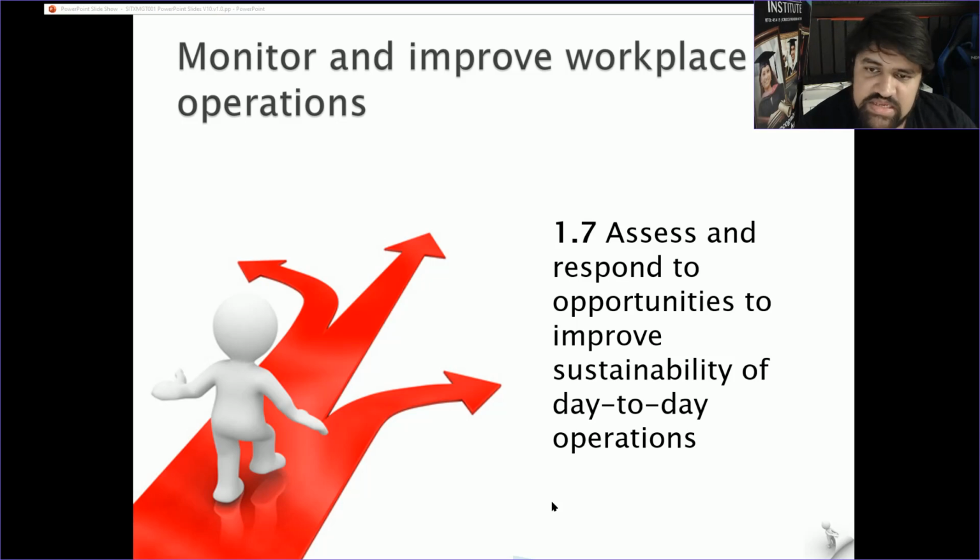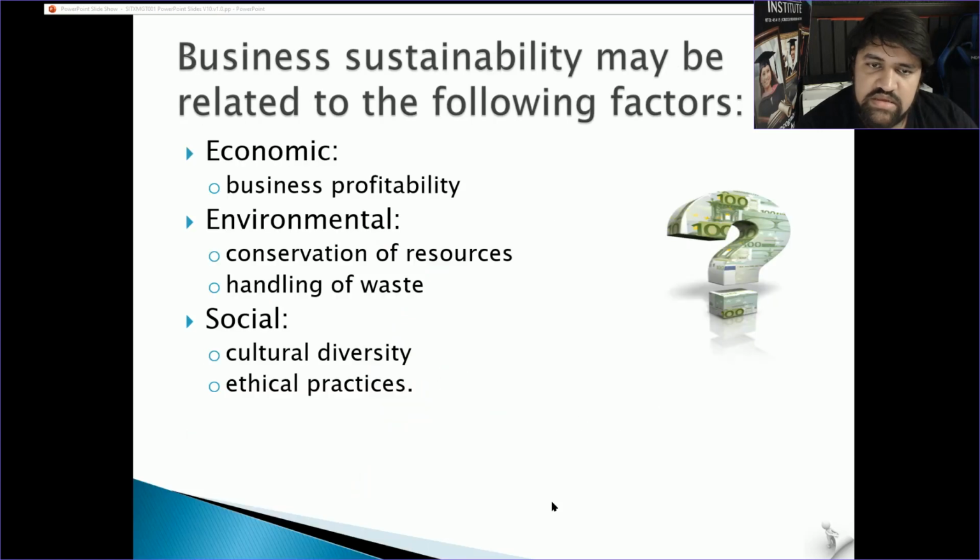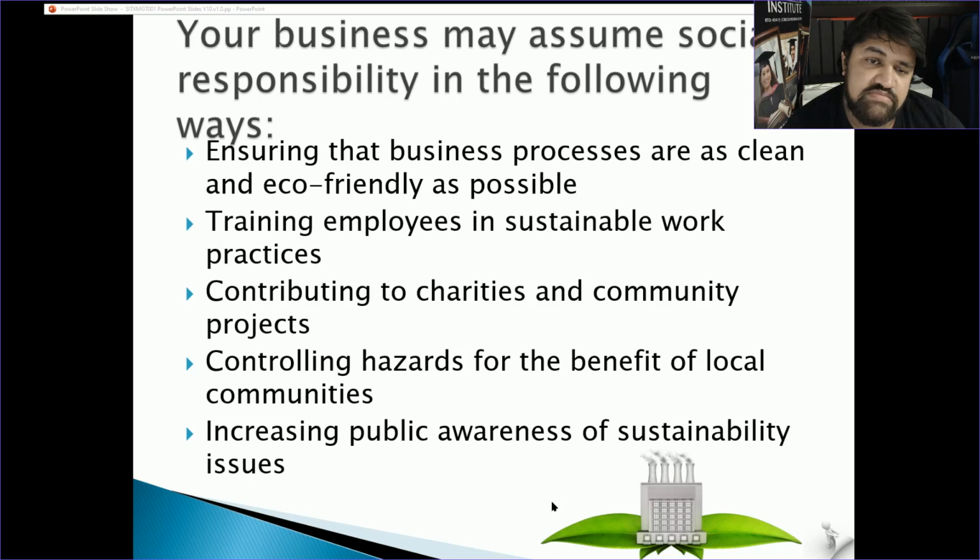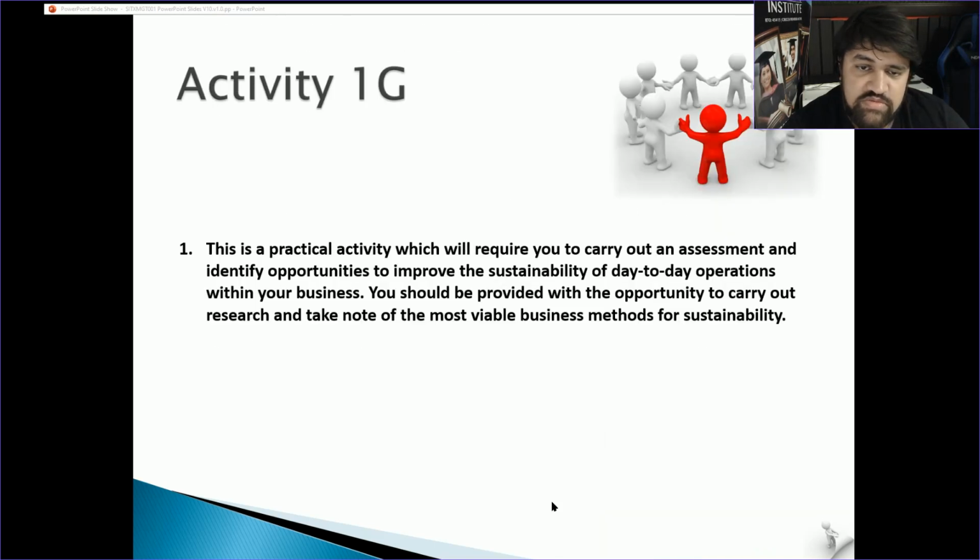1.7. Assess and respond to opportunities to improve sustainability of day-to-day operations. So we've got economic, we're thinking about the profitability of the business. Environmental, we're thinking about conserving the resources and handling our waste in a respectful and environmentally conscious way. We're thinking about social, such as cultural diversity and ethical practices and just being good human beings.